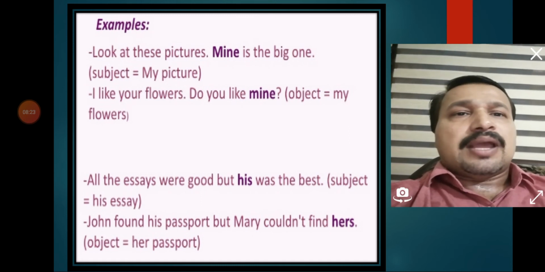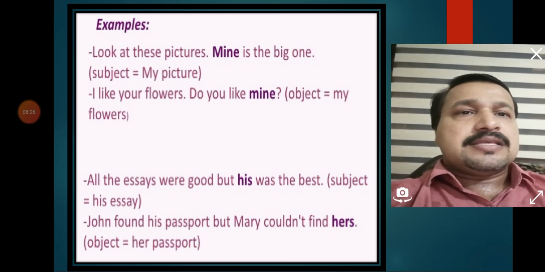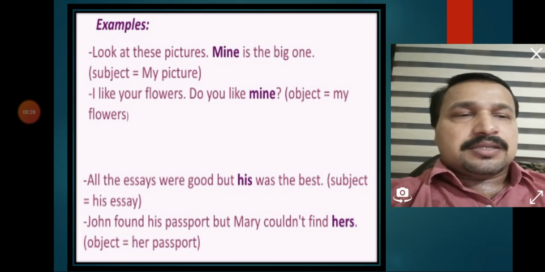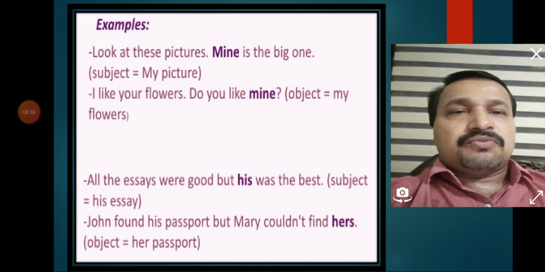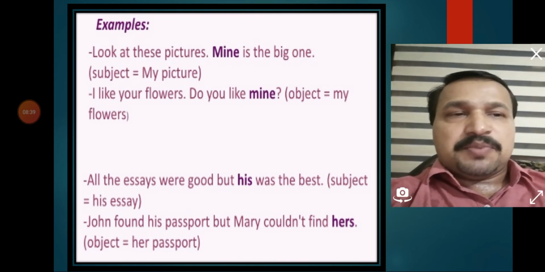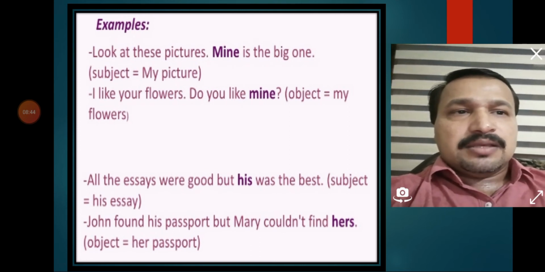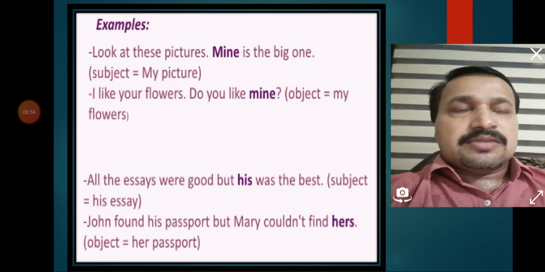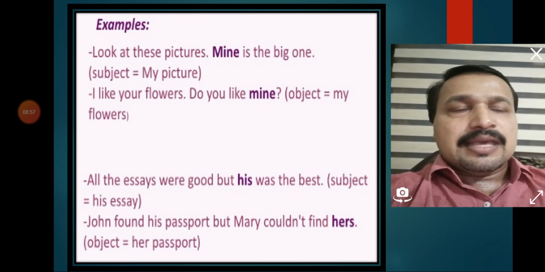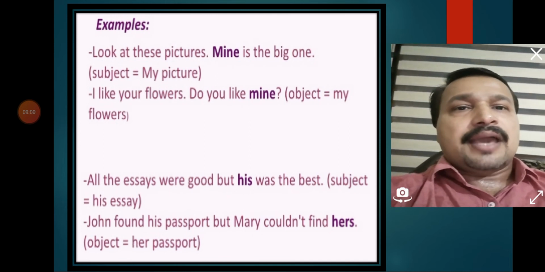Examples. Look at these pictures. Mine is the big one. Here we talk about the picture. So mine is the pronoun used for the antecedent, my picture. So my picture is the antecedent. I think you may remember the word antecedent. Antecedent means the word which is replaced by a pronoun. So the word that replaces is the pronoun, and the word which is replaced by the pronoun is called the antecedent of the pronoun. I like your flowers.